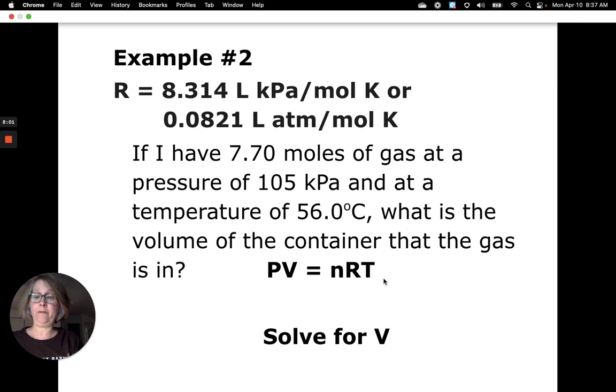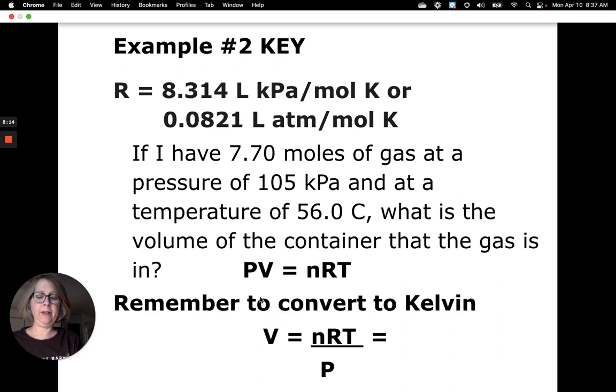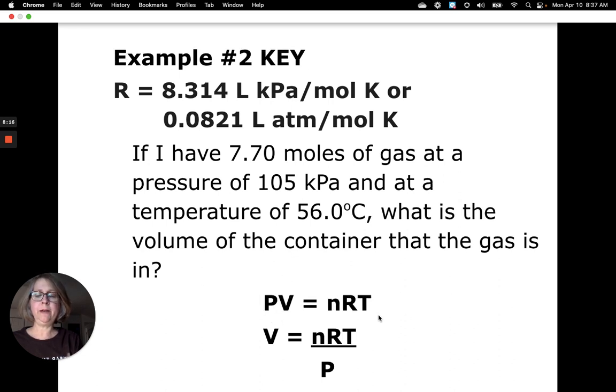So now we've got PV equals nRT again, and we've got to solve for V. Well, how do we do this? We're going to divide both sides by P, right? So again, PV equals nRT, and so we've got V equals nRT divided by P. Now we get to plug in.